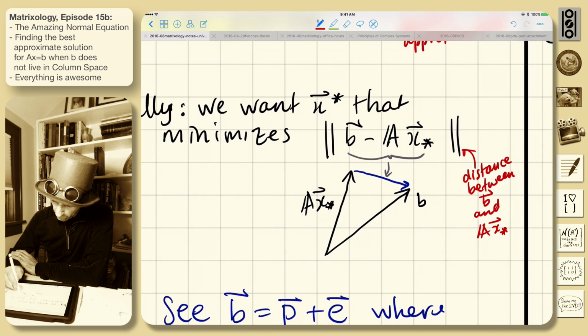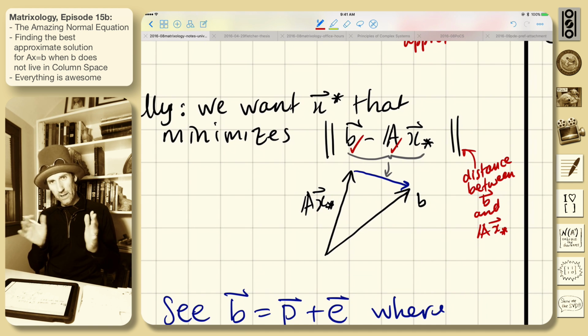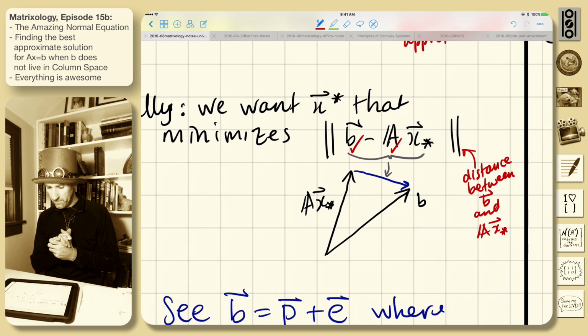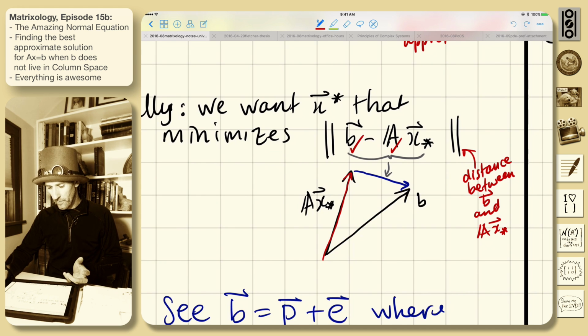So what do we know? We know A, we know b. We're trying to imagine traveling around in x space, trying to get as close as we can to b. So this is the best we can do here. This is where we're trying to get to. And this is the error here.